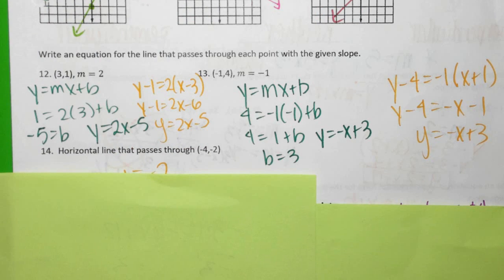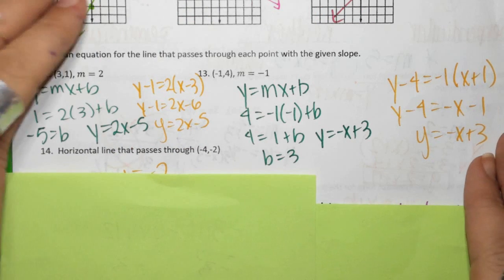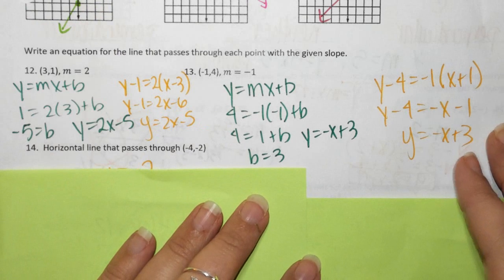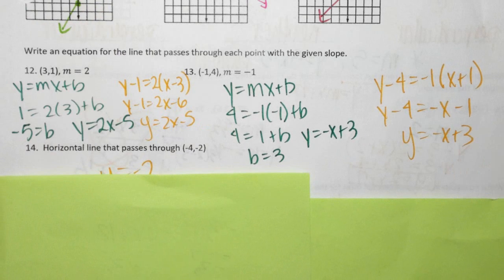Would it be okay if you put -1 instead of just putting -x? Yeah, for now. We need to get out of the habit of that, though, because the -1 is understood. Okay.